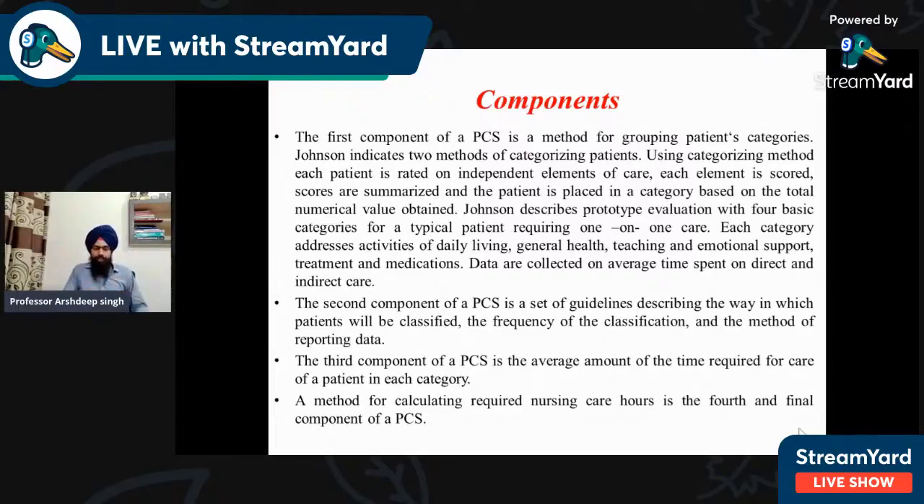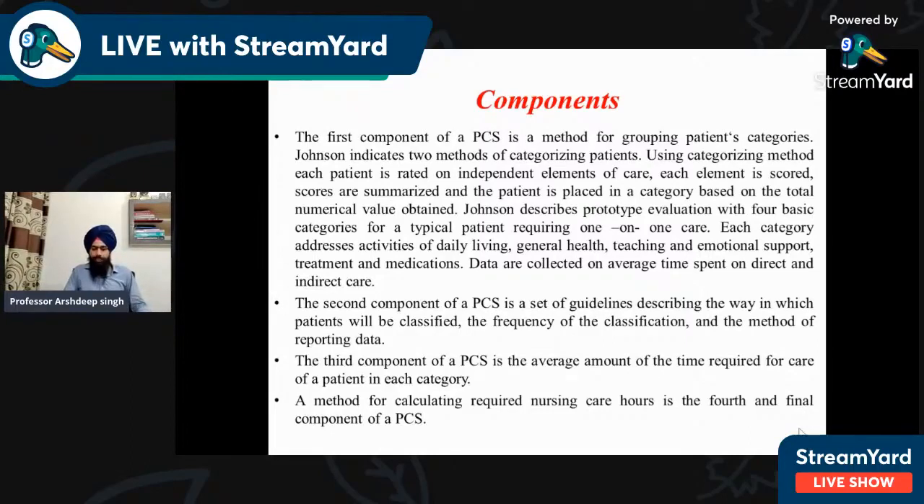Second, Johnson describes prototype evaluation with four basic categories for a typical patient requiring care. Each category addresses activities of daily living, general health, teaching, and emotional support. So these are the four points that I was talking about. On the basis of these four points, we categorize the patient. And next, two more points are there: treatment and medication. What type of treatment and medications are required? These are also two points.